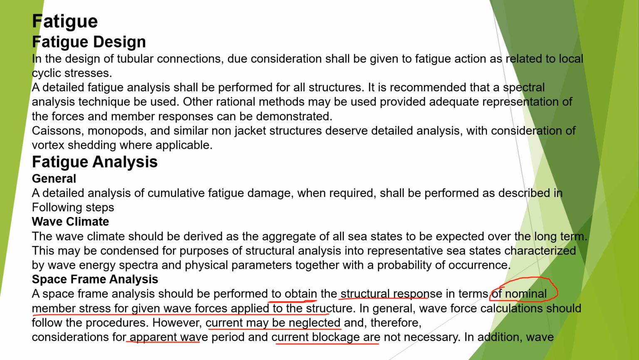So those values, the nominal member stress, we need to obtain to calculate the fatigue analysis. And to do that, wave climate should be derived as an aggregate of all sea states. So it's not one single state, it's an aggregate of all sea states to be expected over the long term. In the long term, what are the sea states we are expecting? That aggregate is the wave climate that we need to use. This may be condensed for purpose of structural analysis into representative sea states characterized by wave energy spectra. So we represent the wave climate using wave energy spectra and physical parameters together with probability of occurrence. With these we can define or derive the wave climate.